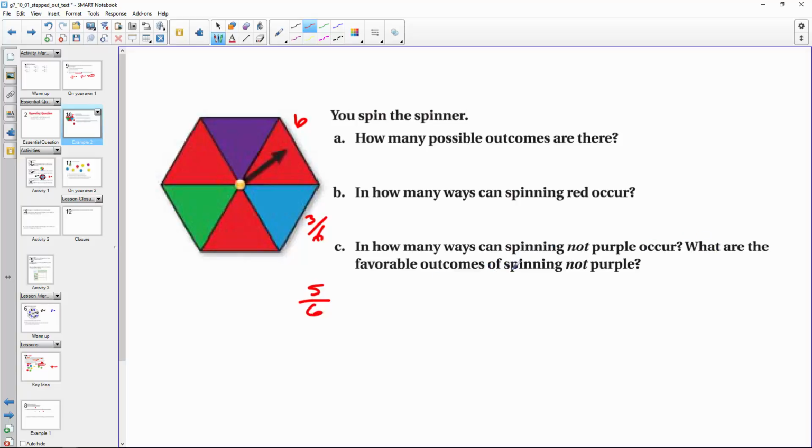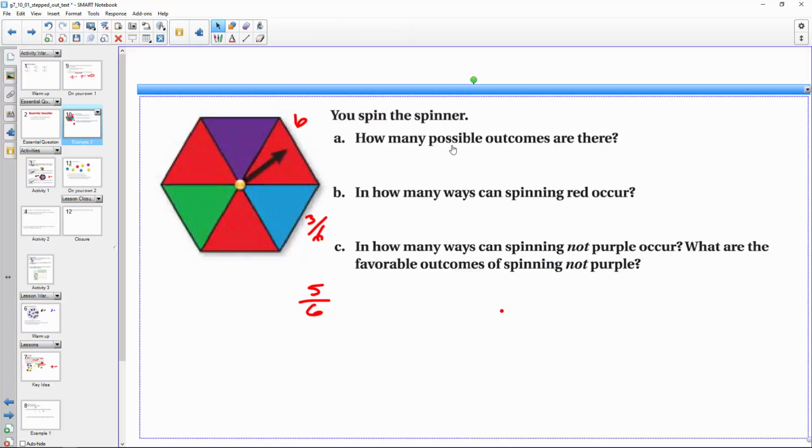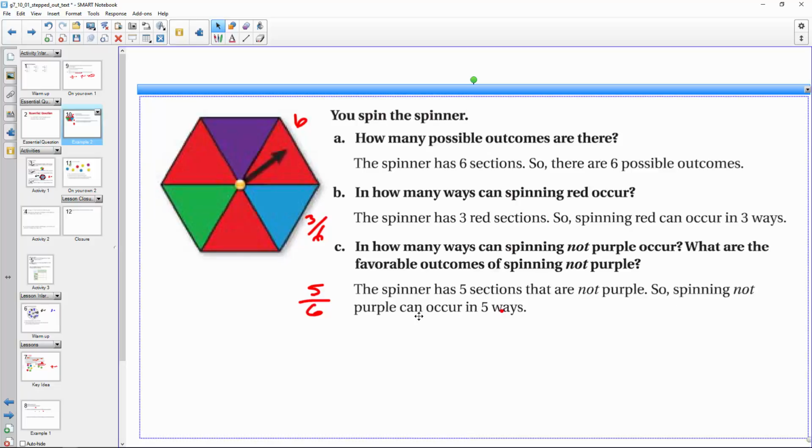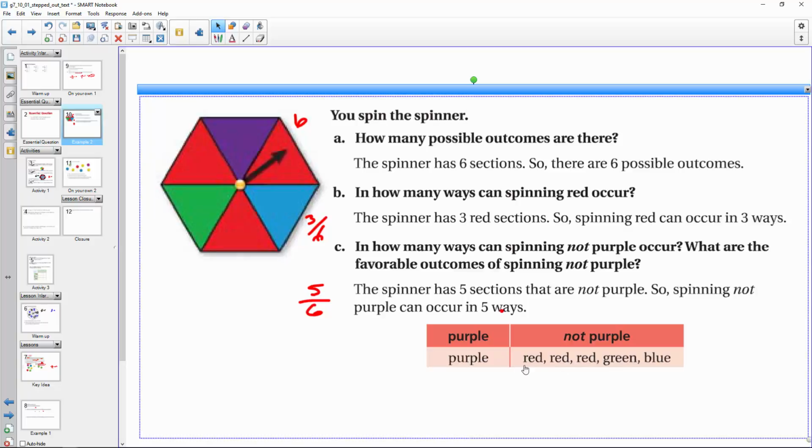What are the favorable outcomes of spinning not purple? Well, let's look here. So if I have here, first of all, I have 6 possibilities. I have 3 out of 6. So I have 5 sections that are not purple. So spinning, here are the various ways. The favorable outcomes are red, red, red, green, blue. That would be spinning not purple. These are all not purple, right? So those are different ways.